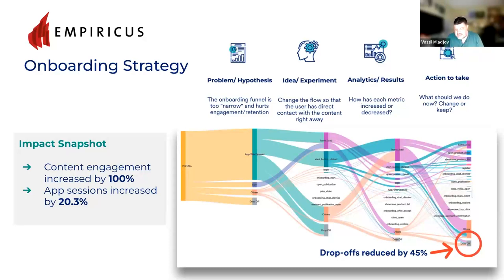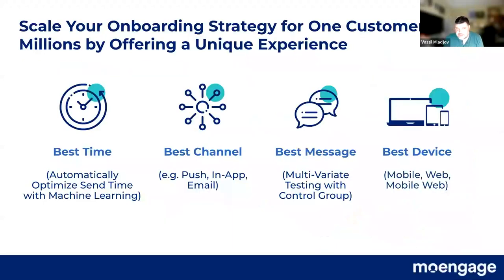The app sessions increased by 20%, which means that people stayed longer on the app and on the website to read content because it was easier to find it, and it was giving them value right away. So 45% is really good.